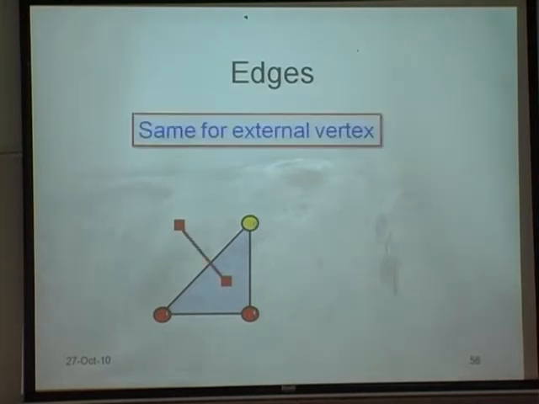I'm going to do the same for the external vertex. So whenever I have a simplex whose boundary face is colored with the restricted set, the red and yellow, I'm going to draw an edge from that simplex to the external simplex. And never mind whether it's planar.